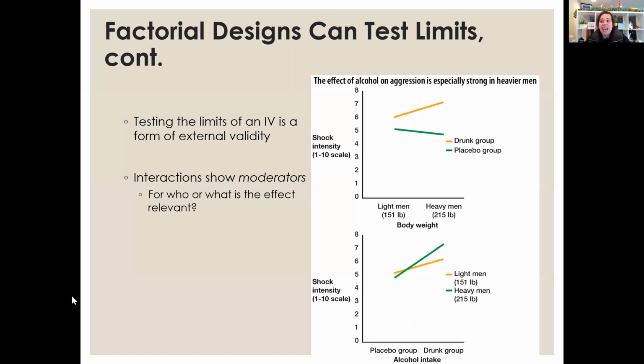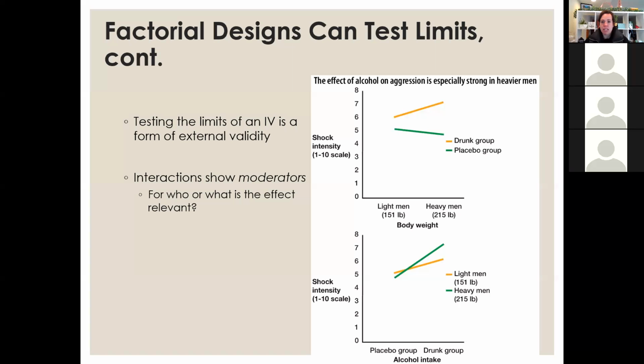You can also test this out as a moderator, as I describe right here. A moderator is an independent variable that changes the relationship between another independent variable and the dependent variable. So a moderator results in an interaction. So the effect of one independent variable depends on the level of another independent variable, okay? So the effect of drunkenness on the shock intensity depends on whether they're light men or heavier set men.